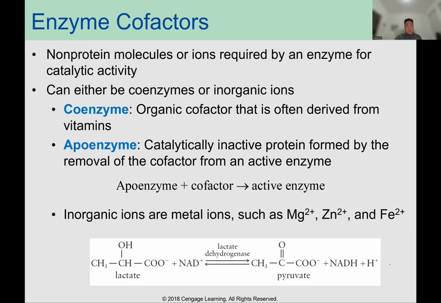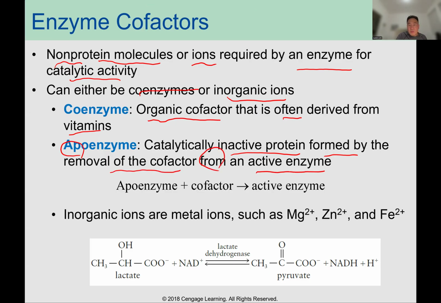Enzyme cofactors are non-protein molecules or ions required by an enzyme for catalytic activity. They can be either coenzymes or inorganic ions. A coenzyme is an organic cofactor, often derived from vitamins. An apoenzyme is a catalytically inactive protein formed by removal of the cofactor from an active enzyme.